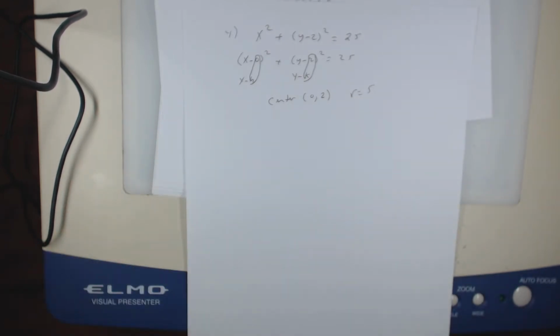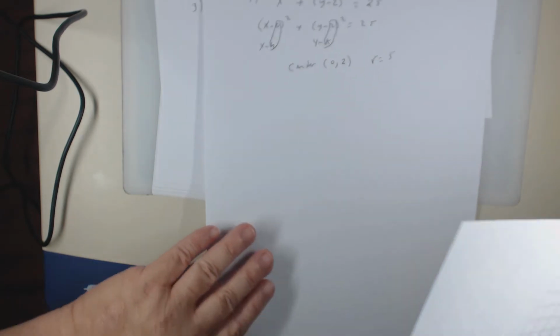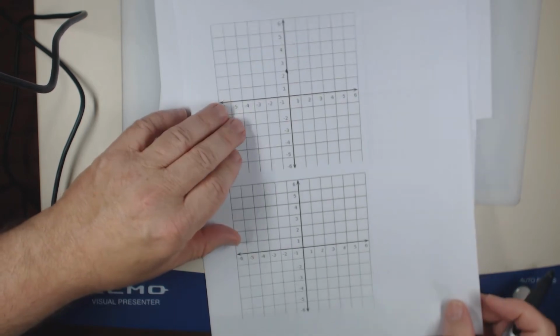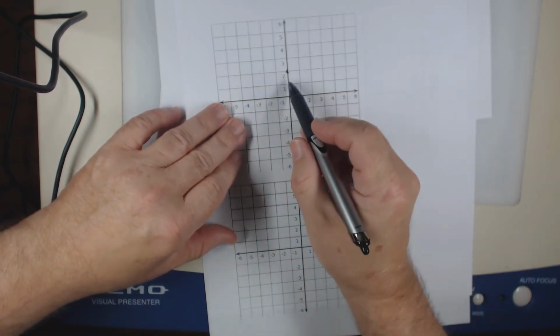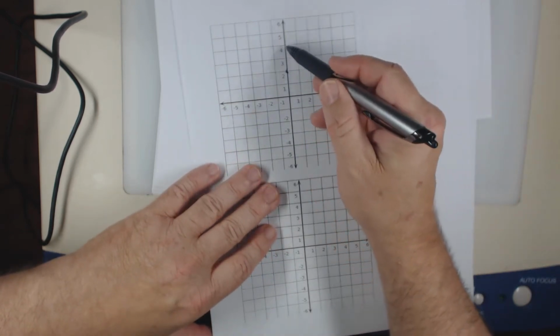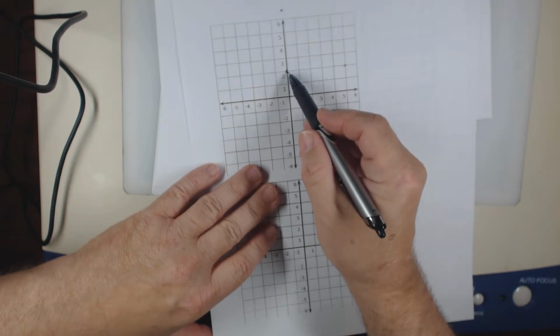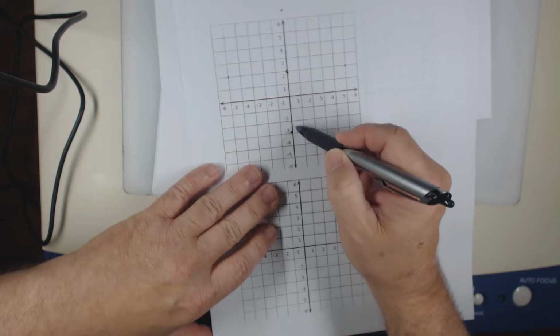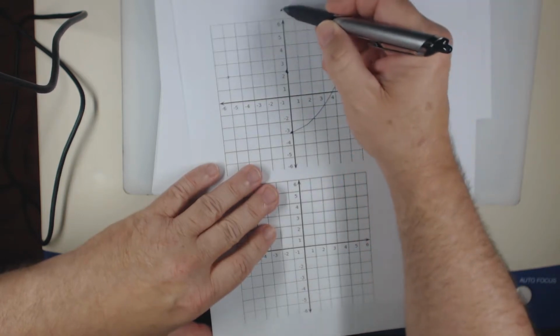So for that one, if you look at 0, 2, where's 0, 2 located? What axis? Not x and y. It's on only one axis. Which one? The y-axis. So 0, 2 is on the y-axis. So that's here, right here. And I go 5 units in each direction and so on, correct? 1, 2, 3, 4, 5. And again, do the best you can with graphing these.